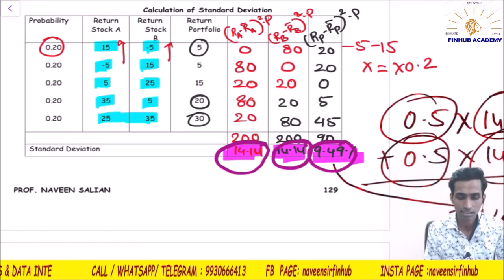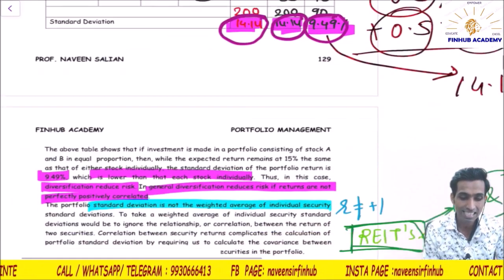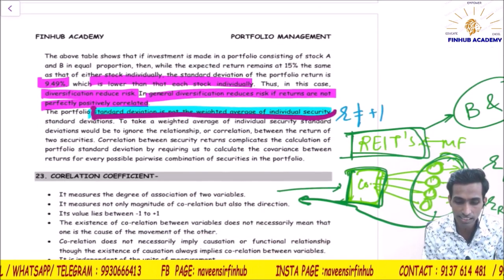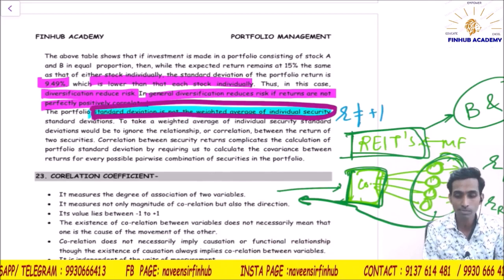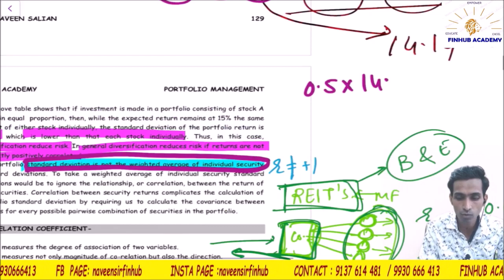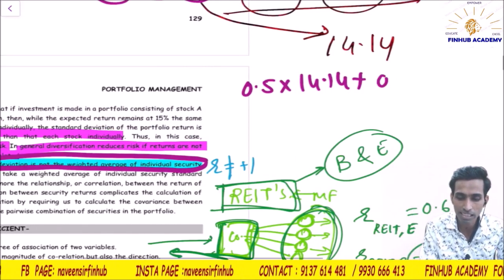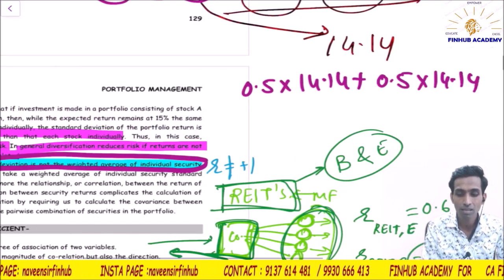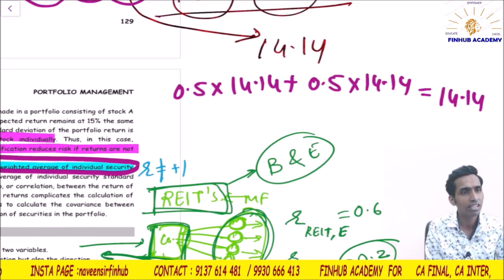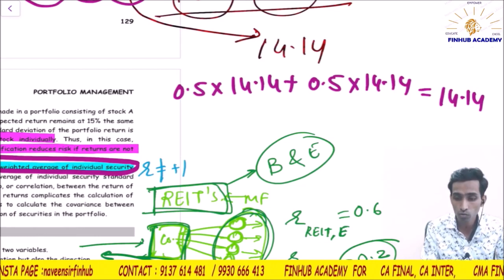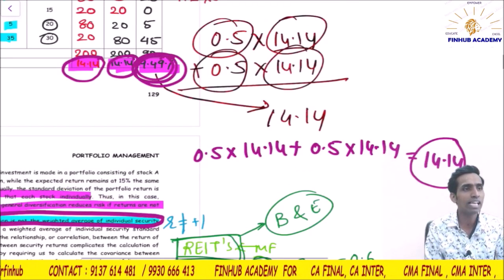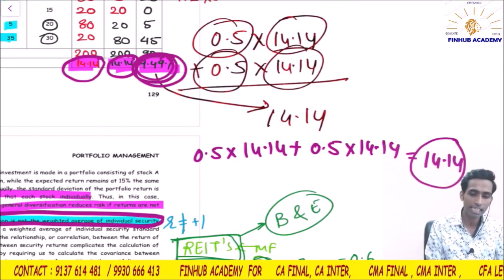Am I right, guys? Then we discussed that the portfolio standard deviation is not the weighted average of the individual securities. Weighted average means 0.5 multiplied by 14.14 plus 0.5 multiplied by 14.14, which will ultimately be 14.14. Correct? But the portfolio was not this. The portfolio standard deviation was something different. It was 9.49. Am I right? Correct. So I was not satisfied.